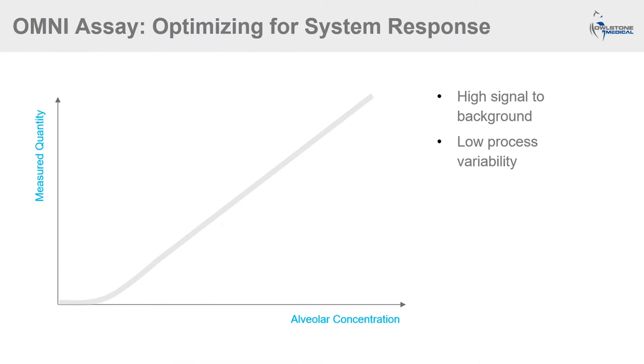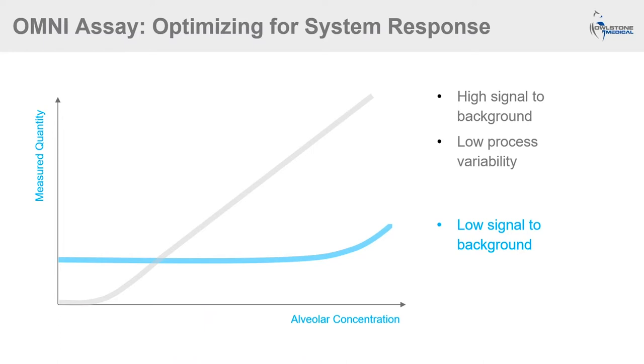This is a simple illustration of an increasing alveolar concentration resulting in an increase in the measured output. This is an idealized example where there's a high signal to background and low process variability. Now imagine the case where we have low signal or no signal. In that case, for the most part, there'll be no system response. So an increase in alveolar concentration will not result in a change in the measured output.